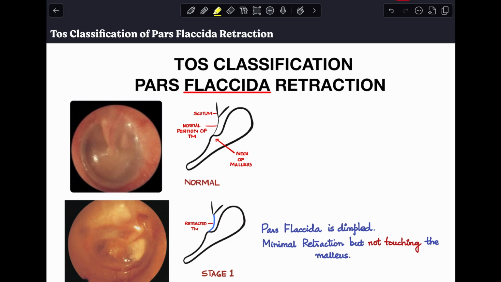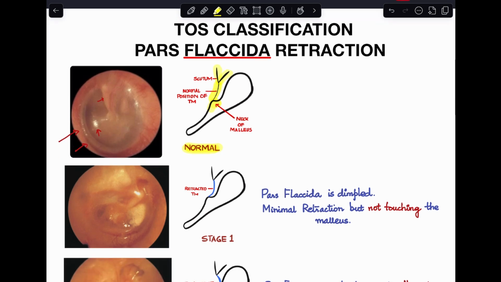So first let's look at what a normal tympanic membrane looks like and how you will represent it in the form of a drawing. If you see in the first image over here, this is what a normal tympanic membrane looks like. This is of the left side. And you can see that there is a light reflex over here in the anterior inferior quadrant. You can see the handle of the malleus, and this is how it normally should look. And this is how you'll represent it if you had to draw a schematic diagram of it. This is the scutum. This is the normal position of the tympanic membrane, and this is the neck of the malleus. Now, TOS classification has 4 stages.